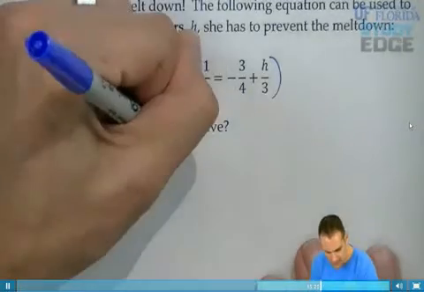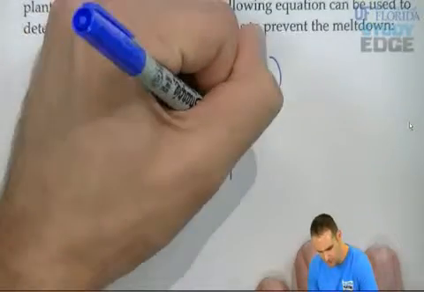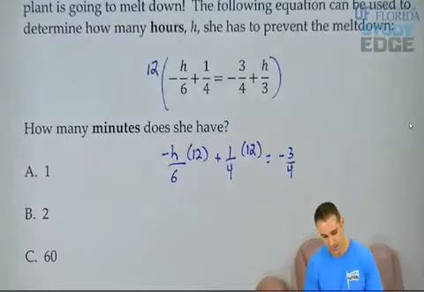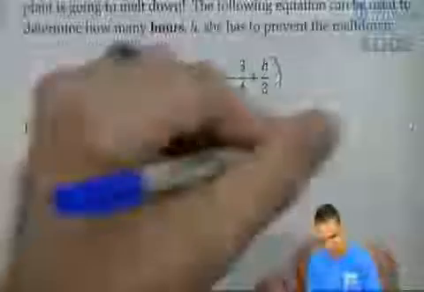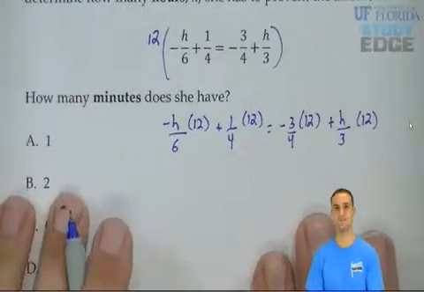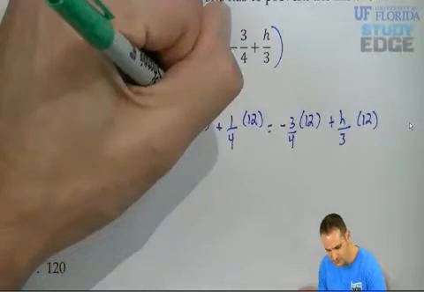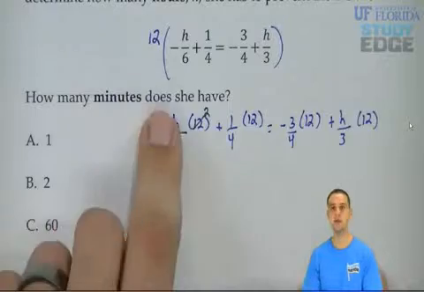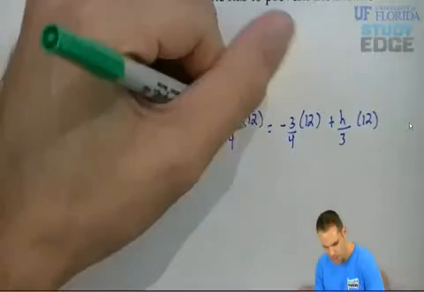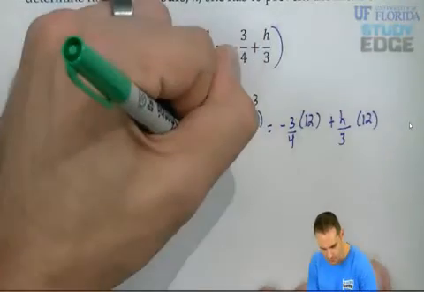Here we go. Negative h over 6 times 12 plus 1/4 times 12 equals negative 3/4 times 12 plus h over 3 times 12. Now we reduce. 6 goes into 12 2 times. Negative h times 2 is negative 2h. 4 goes into 12 3 times. 1 times 3 will give you 3.